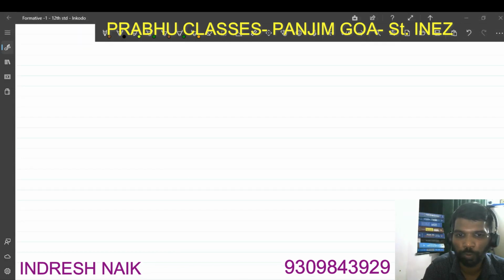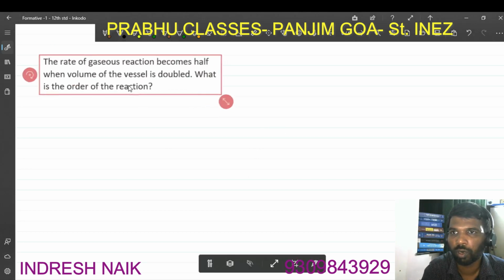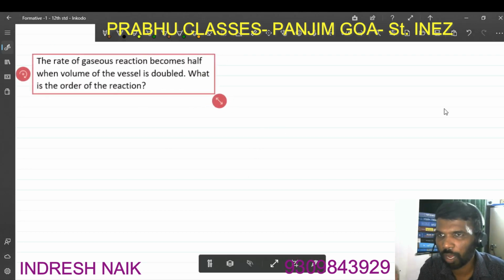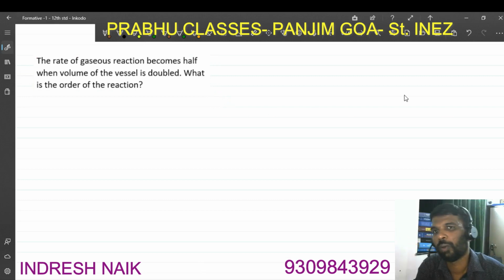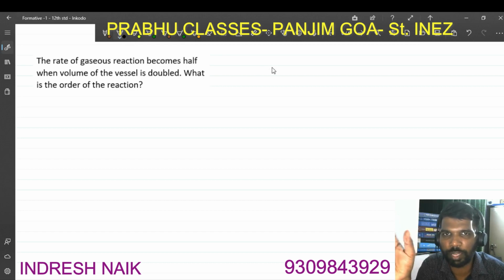Let's solve this next question. The rate of gaseous reactions becomes half when the volume of the vessel is doubled. What is the order of the reaction? Okay, so we'll form one equation. There is one reaction, a reactant getting converted to product. This is the simplest thing we can write for the rate.